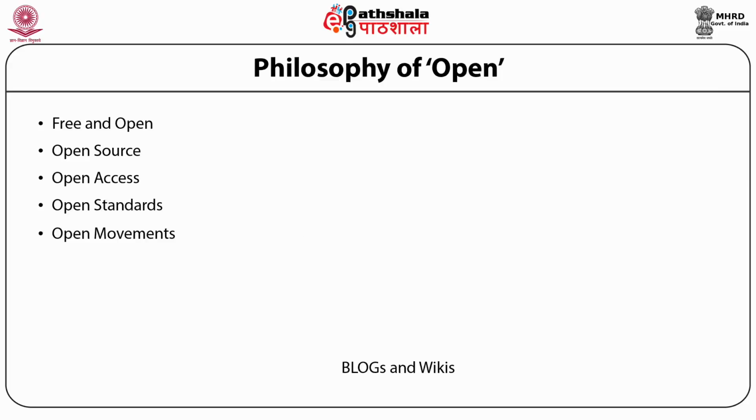When I am talking about open, the philosophy of open is centered on getting resources free, getting the software which is to be used in a computer free of cost. Then free and open, then open source. Open source is a technical term. I will discuss it in detail later. Then open access, that is the publishing model.